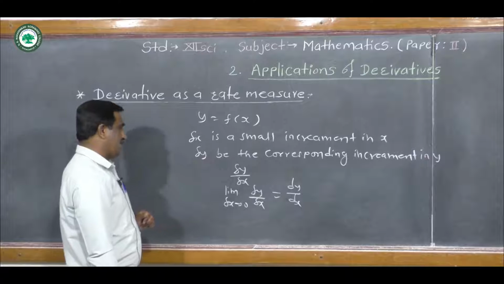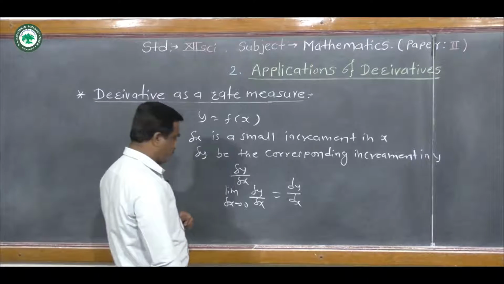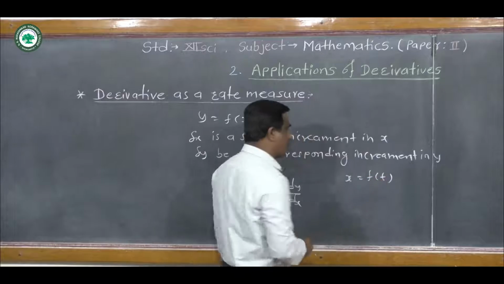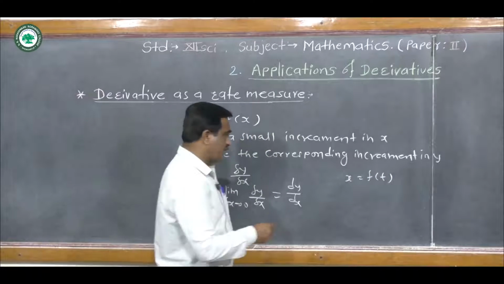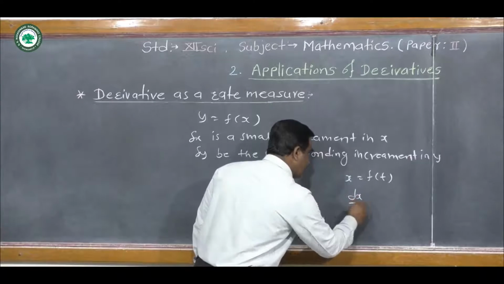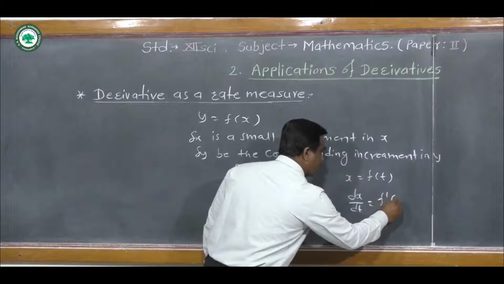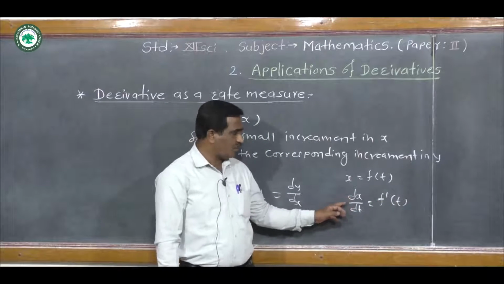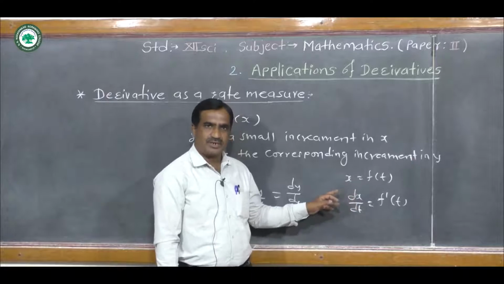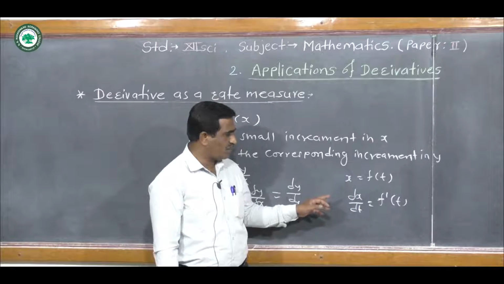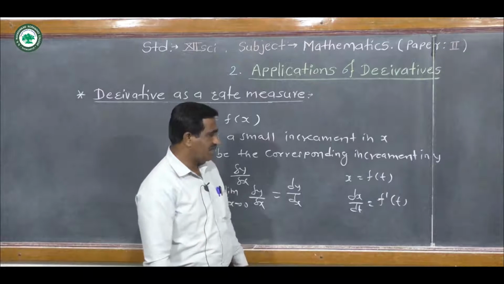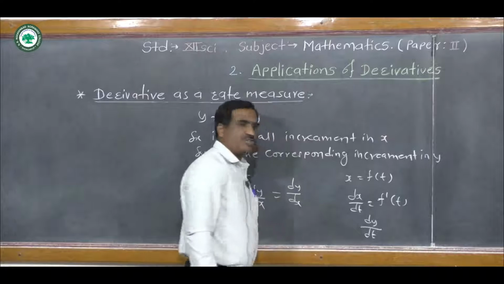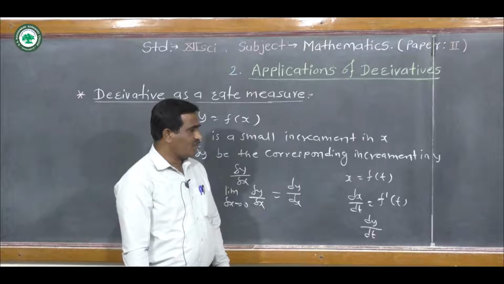If we consider another function like this, x is equal to f of t, and if we take the derivative of this with respect to t, then we can write dx by dt is equal to f dash of t. Now this dx by dt is also the rate of change of x with respect to t. Similarly, dy by dt means rate of change of y with respect to t.